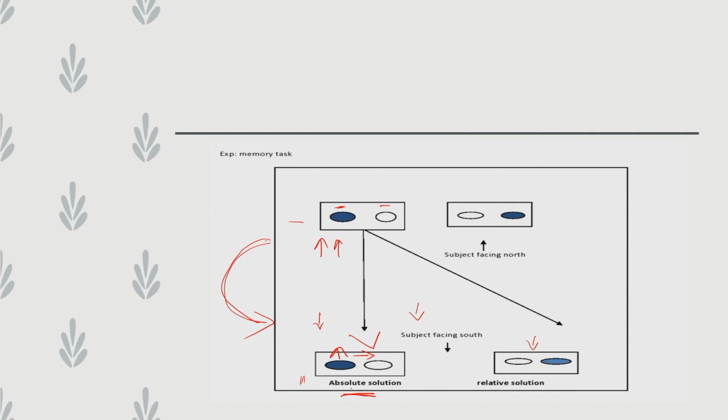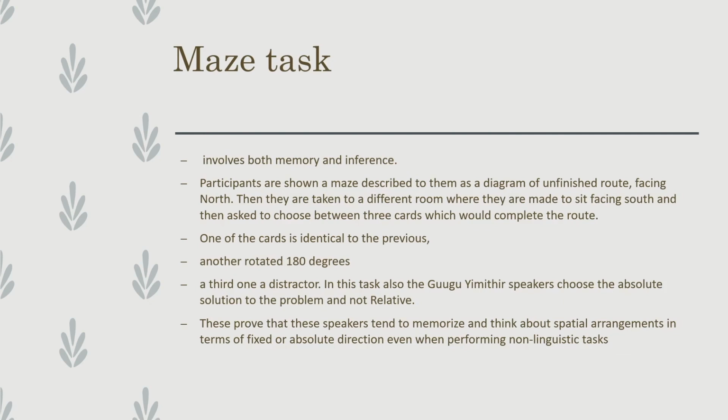So, all the absolute speakers have always gone for this solution rather than this solution. This will be the solution picked up by a speaker of English, for example, or Hindi, or many of these languages. This is how experimentally we researchers have been able to show what it actually means to have an absolute frame of reference. So, this table is the same as this table because in terms of the cardinal directions, their position has not changed.